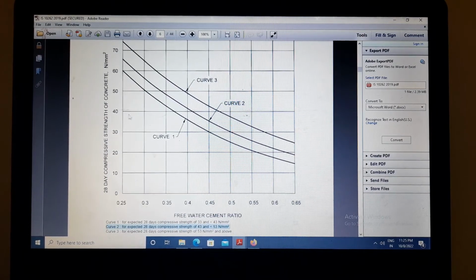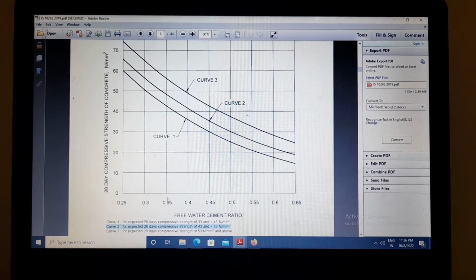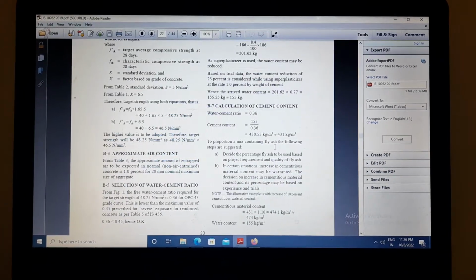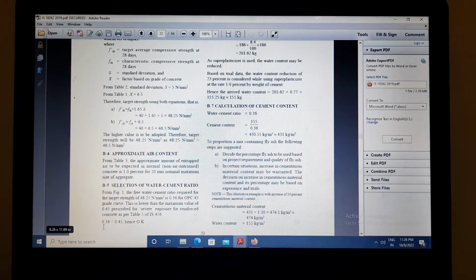Our required compressive strength is 48. You can see it will come in this range, 48, and you come across like this and drop a line when you touch this curve. You can check it is coming around 0.36. So you should use a water cement ratio of 0.36. Now we have finalized our water cement ratio as 0.36 from figure 1 of IS 10262.